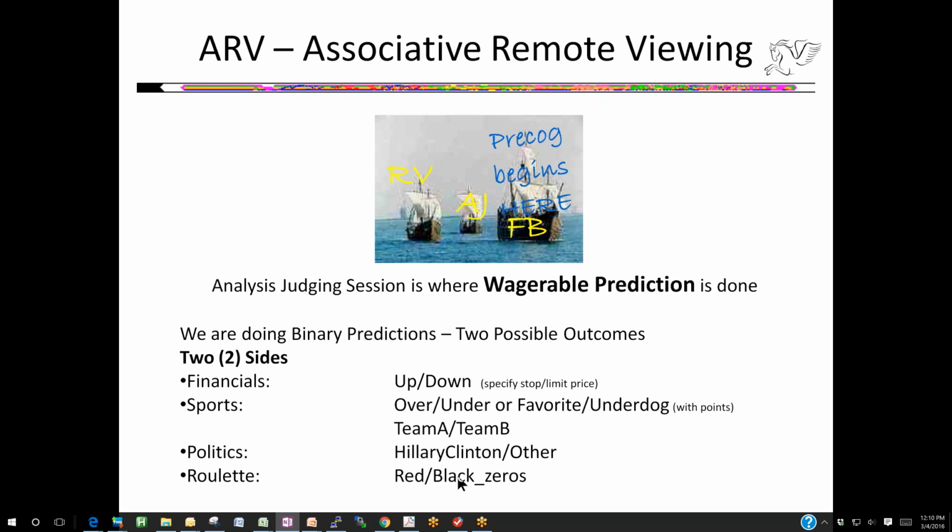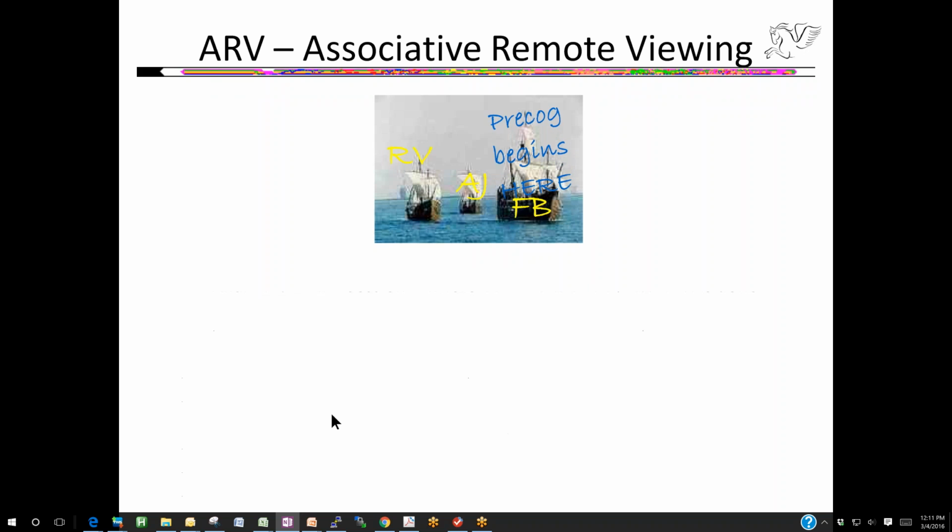Actually, we did roulette in our first one where you have red and black, but in that case, since there are zeros, you have to associate that with one or the other. So there are indeed two outcomes. And then there's yes, no. What we're going to do today is the yes, no approach and connect it with the politics. So you'll see that shortly.